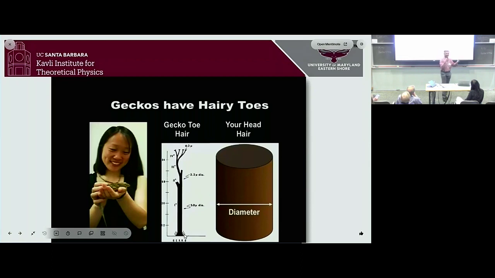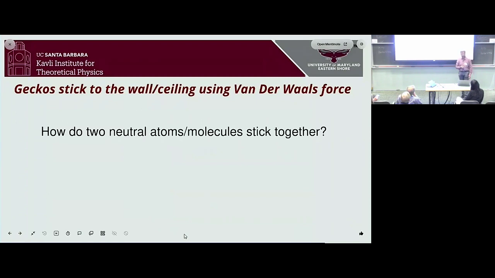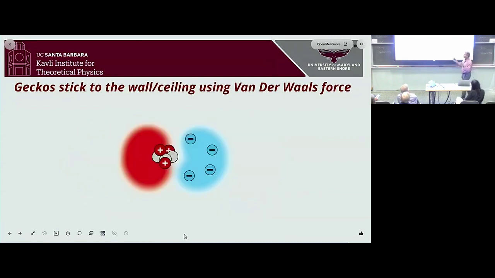So van der Waals force is a short range force, when they come close to each other. So how do two neutral atoms or molecules stick together? I'm not giving a question here, so let me explain it quickly within 1 minute. So in the classical Bohr model, this is the planet model, and the quantum mechanics model, where this is the probability distribution. In the quantum model also, the charge distribution, or probability of finding the electron, is not exactly the same all the time.